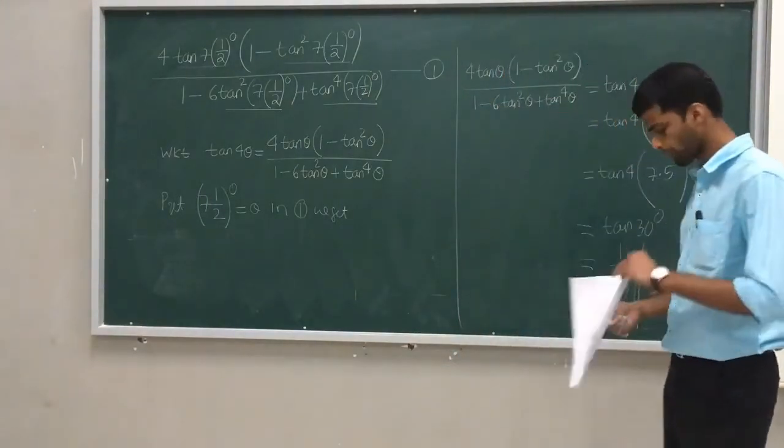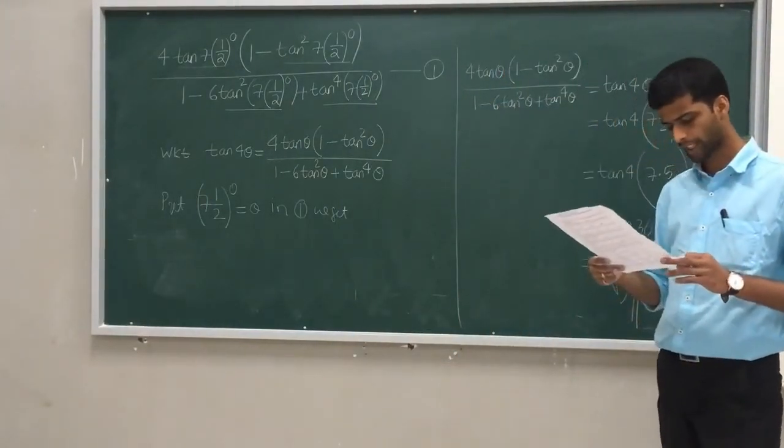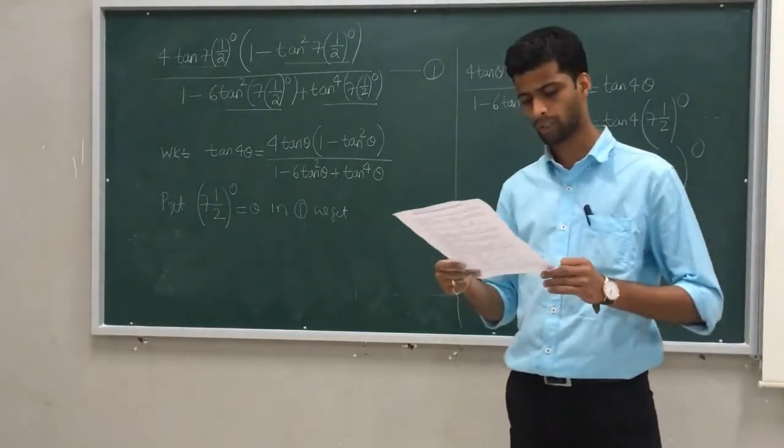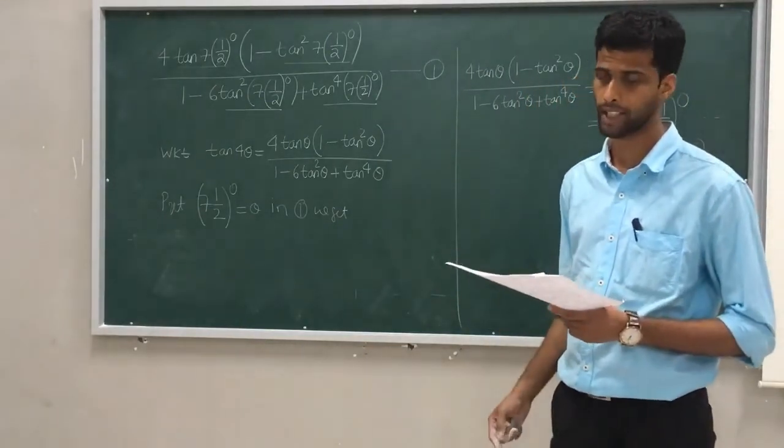So we got 1 by root 3. It's the second option. So 1 by root 3 is the right answer for question number 27.